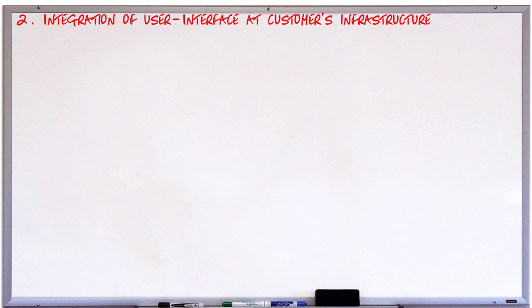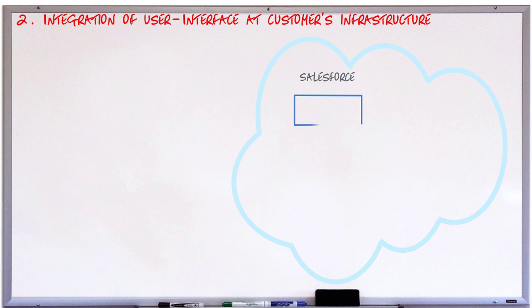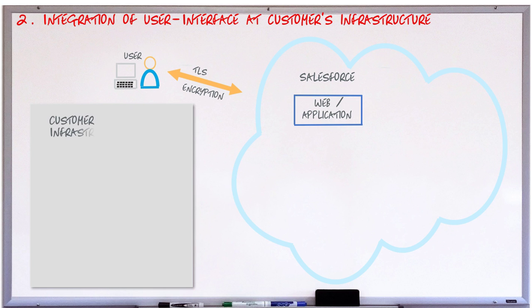Let's talk about the second type of integration, which can address unique security requirements. The second type is integration of user interface at the customer infrastructure. Again, we have the Salesforce Cloud, the user, and the customer infrastructure. In the interest of time, I will skip drawing the database server. But the database server is at the customer infrastructure and also at Salesforce.